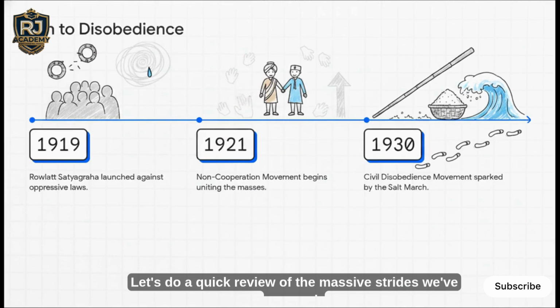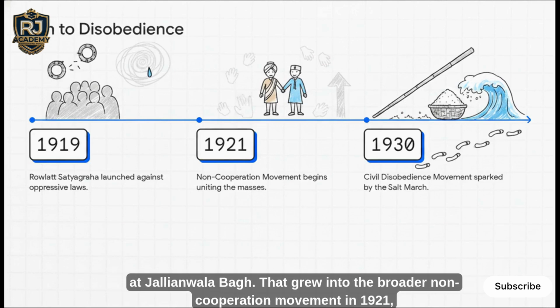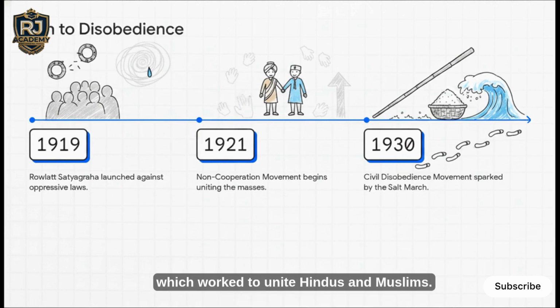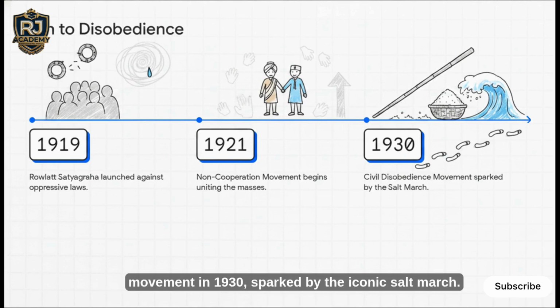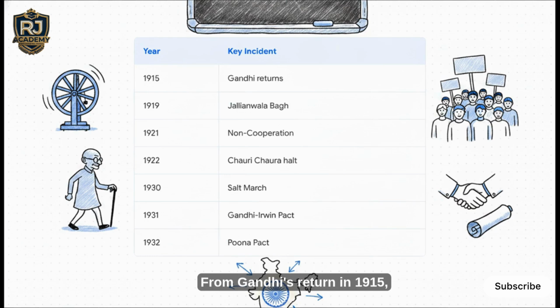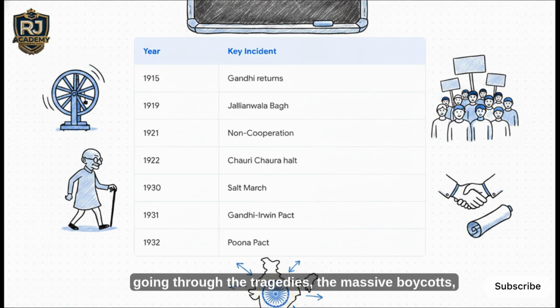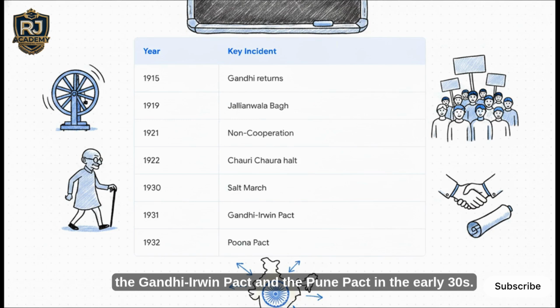Let's do a quick review of the massive strides we've covered. We started with the Rowlatt Satyagraha in 1919, which was an immediate reaction to oppressive laws and that terrible tragedy at Jallianwala Bagh. That grew into the broader non-cooperation movement in 1921, which worked to unite Hindus and Muslims. And finally, that evolved into the direct lawbreaking of the civil disobedience movement in 1930, sparked by the iconic Salt March. And to bring it all together, let's map out a chronological chart of all the major incidents from this chapter. From Gandhi's return in 1915, going through the tragedies, the massive boycotts, the tactical pauses, all the way to those vital political agreements like the Gandhi-Irwin Pact and the Pune Pact in the early 30s.